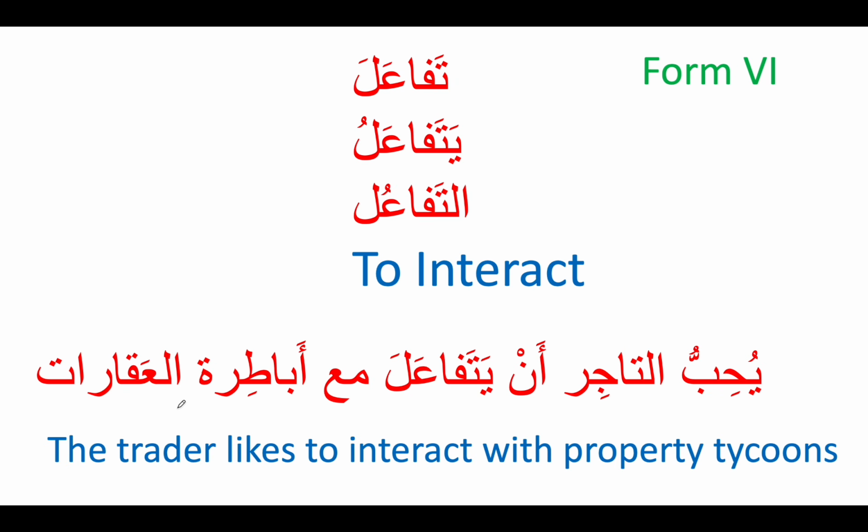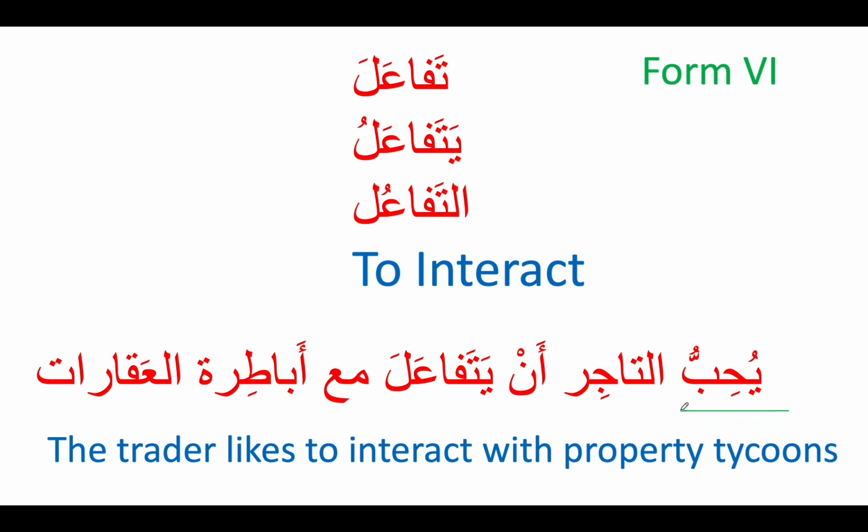Now, let's move on to what it looks like in form 6 and the meaning it takes on. So it's تفاعل, يتفاعل, and the masdar is التفاعل, which means to interact. Okay. يحب التاجر أن يتفاعل مع أباطرة العقارات. So the trader likes to interact with property tycoons.